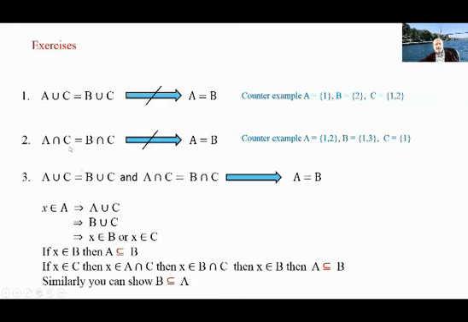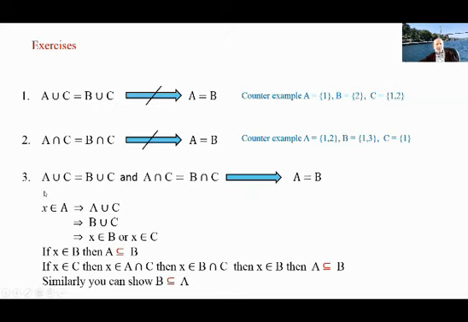If A intersection C is equal to B intersection C, again, that does not imply A is equal to B. Counterexample: A is {1, 2}, B is {1, 3}, C is {1}. So A intersection C is {1}, and B intersection C is {1}. They're the same, but A and B are not the same.